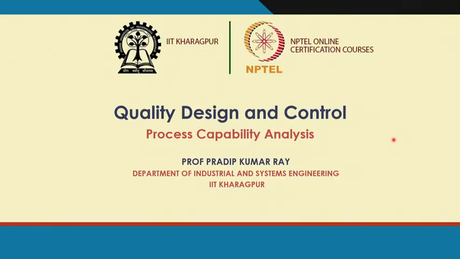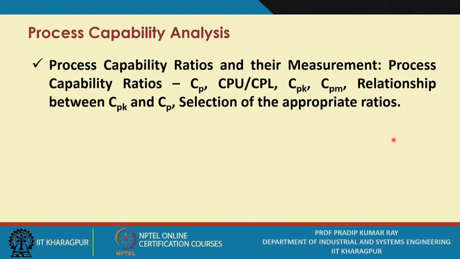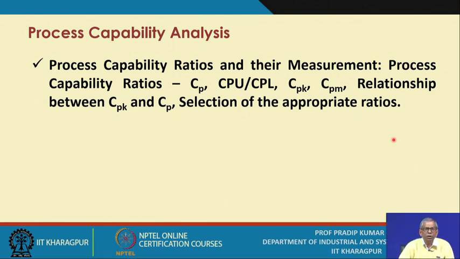So, in this lecture session, I will be referring to the process capability ratios and their measurement. Now, as I have already mentioned, there are different types of process capability ratios, and they are known as Cp, Cpu or Cpl, Cpk, Cpm.